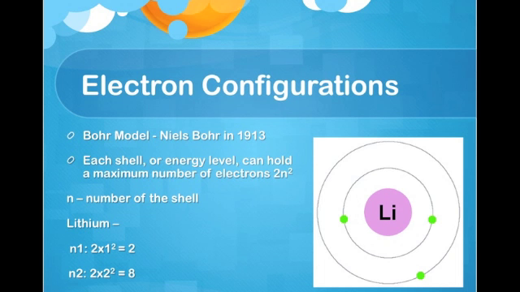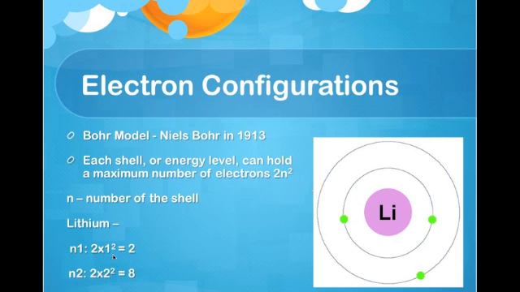So let's look at electron configurations. We use most typically the Bohr model, which is the picture here, and that was created by Niels Bohr in 1913. And what it's showing is the electron shells and how the electrons are placed. Now, to calculate the maximum number of electrons on each shell, we use this equation right here, 2 times n squared. Now, n is representing the shell number. So if we have a look at this diagram of lithium, the first circle would be shell 1, the second circle would be shell 2.